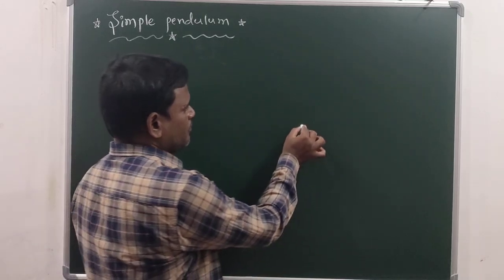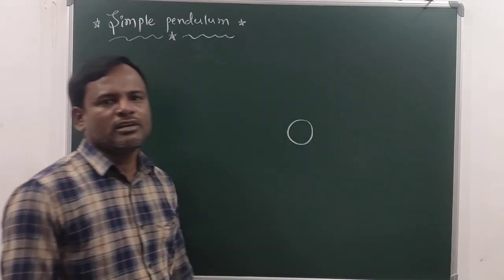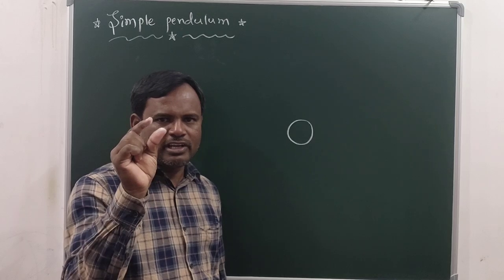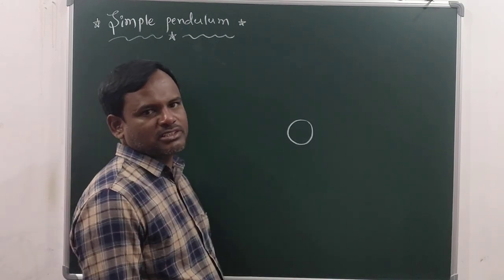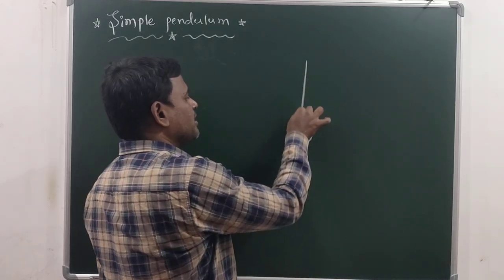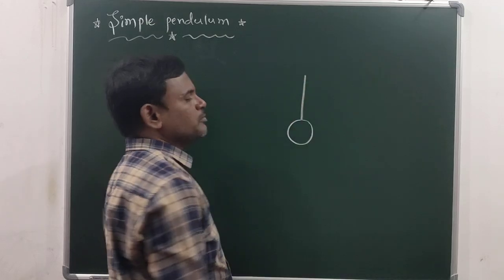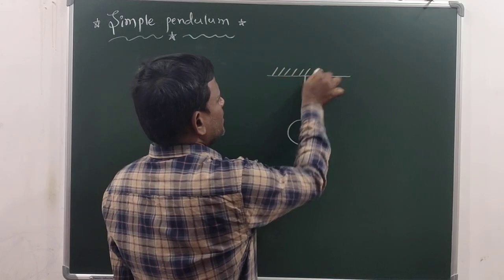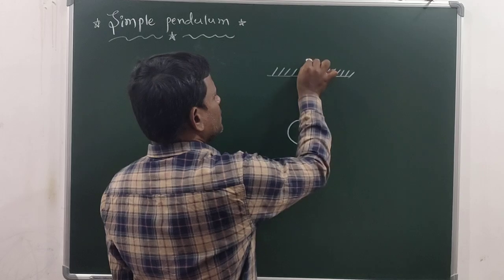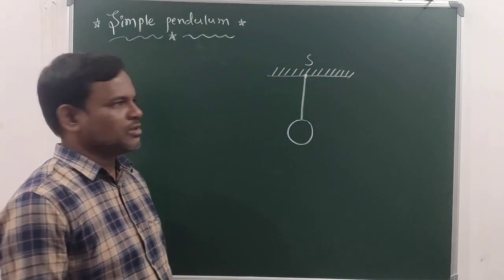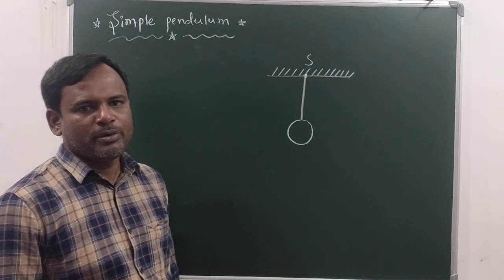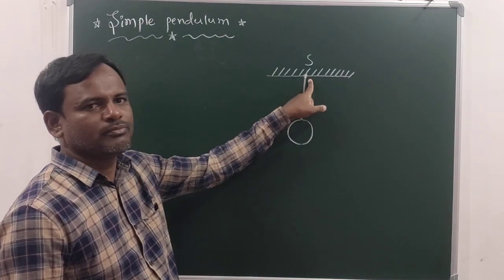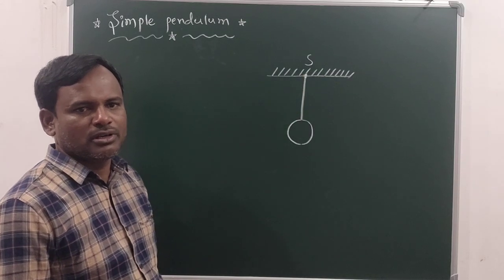Take a metal bob. See, this is a bob which is made up of metal, which looks like a small sphere, and suspend this metal bob with a thread and attach this suspended metal bob to a rigid support. Let us take this point as S. So this is a simple pendulum: a suspended metal bob which is attached to a rigid support is said to be a simple pendulum.